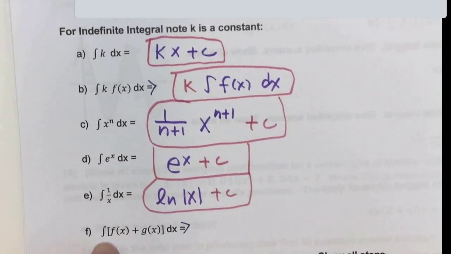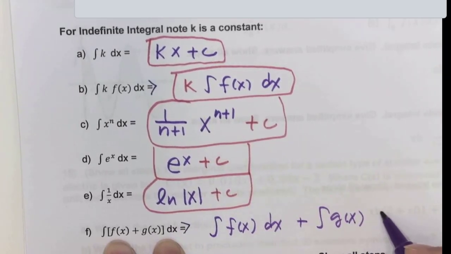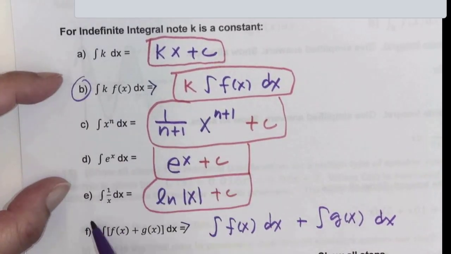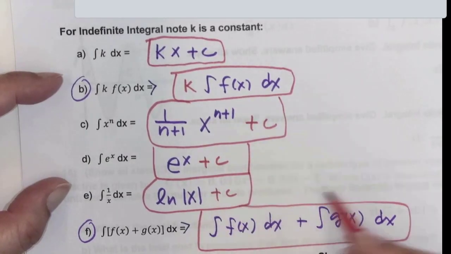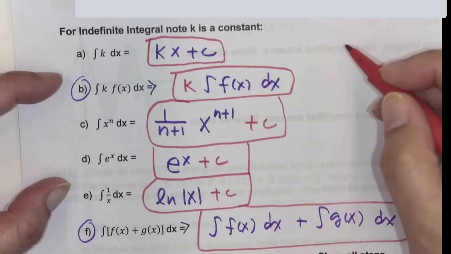Okay, the last one is not really taking an integral, it's just the next step. If you have two functions adding together, we can do what to them? Separate them, so you can take the integral of f of x dx, adding the integral of g of x dx. Okay, b and f is not really taking an integral, it's just showing you what the next step would be. So this is the next step. This is the next step.